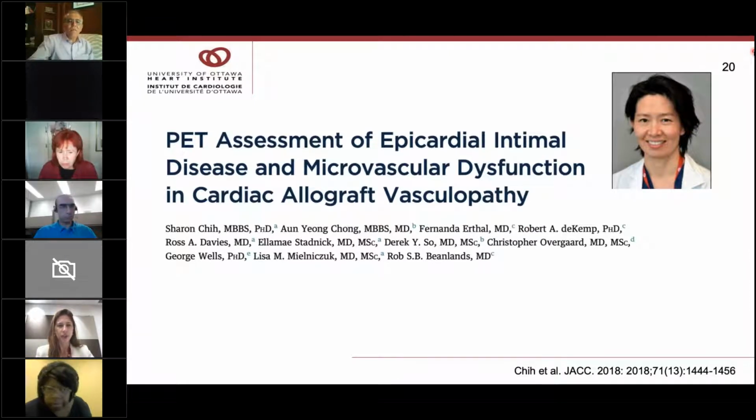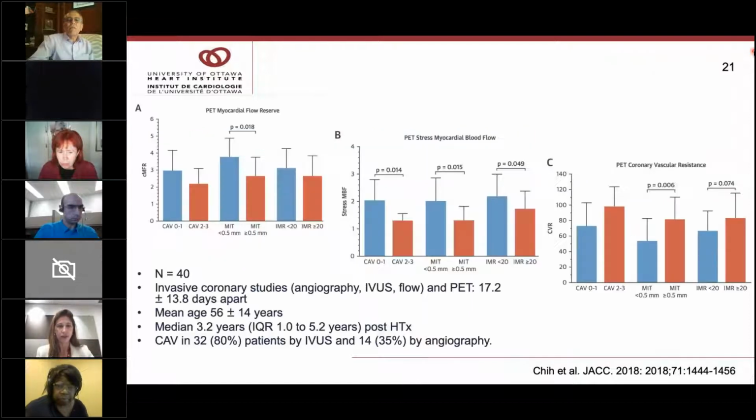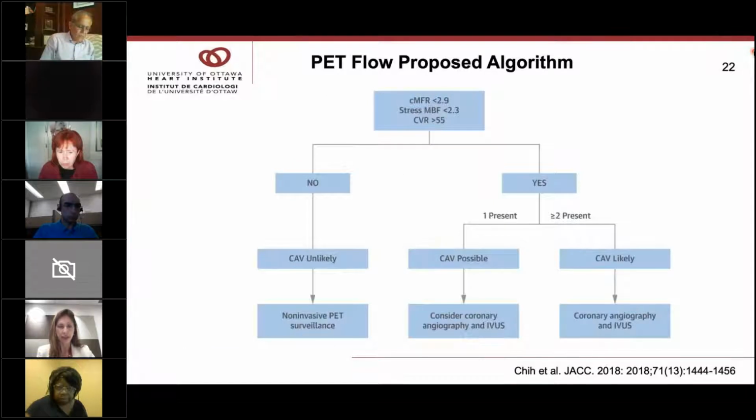Dr. Sharon Shi published in 2018 a paper evaluating the role of flow measurements in the diagnosis of CAV. She showed that 3 of the PET variables were predictive for CAV: myocardial flow reserve, stress myocardial blood flow, and coronary vascular resistance had elevated specificity and sensitivity for the diagnosis of CAV. She then proposed this algorithm. When all 3 variables are normal, CAV is very unlikely, and the patient would benefit from non-invasive PET surveillance. When 1 or more variables are abnormal, CAV was considered possible or likely, and the patient would benefit from invasive coronary angiography and IVUS.